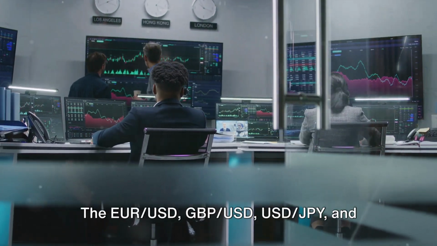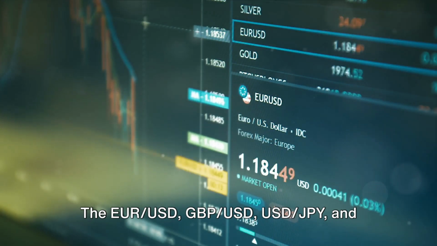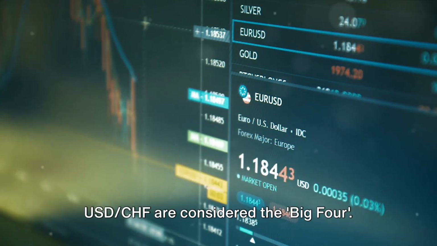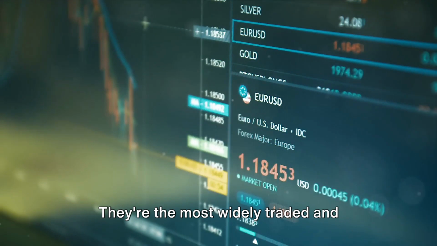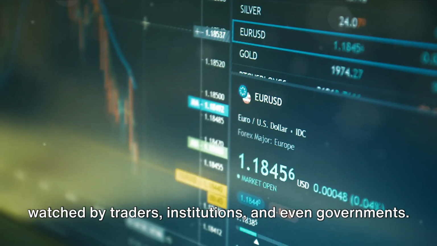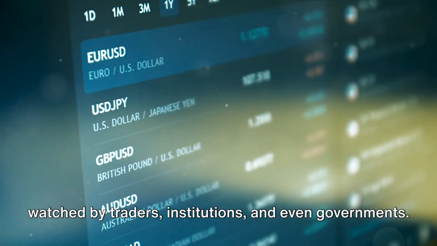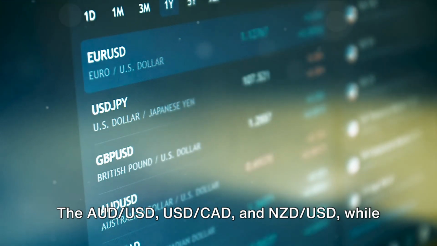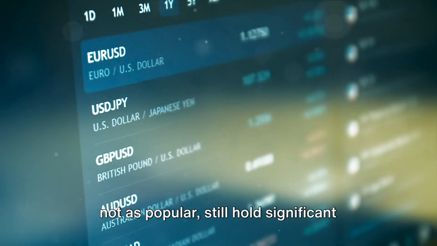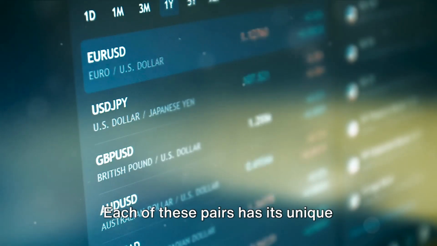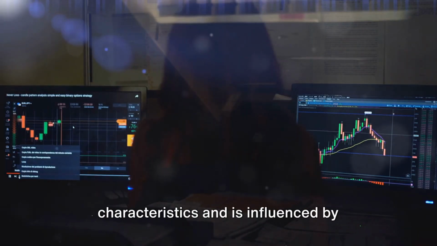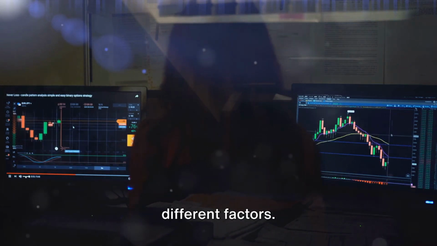The EUR-USD, GBP-USD, USD-JPY, and USD-CHF are considered the Big Four. They're the most widely traded and watched by traders, institutions, and even governments. The AUD-USD, USD-CAD, and NZD-USD, while not as popular, still hold significant weight in the Forex market. Each of these pairs has its unique characteristics and is influenced by different factors.